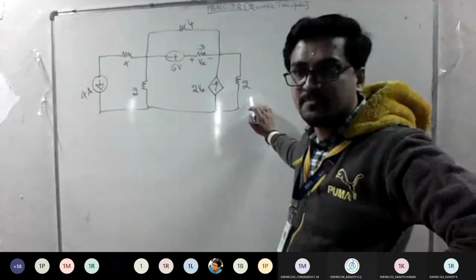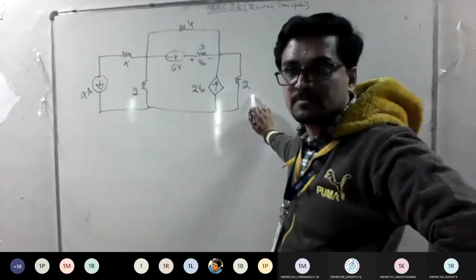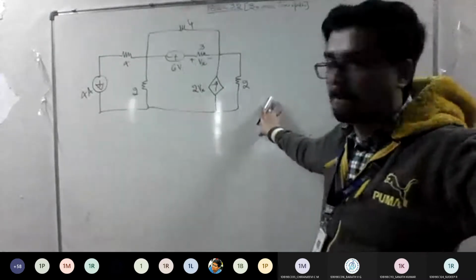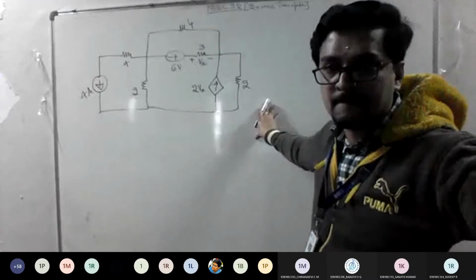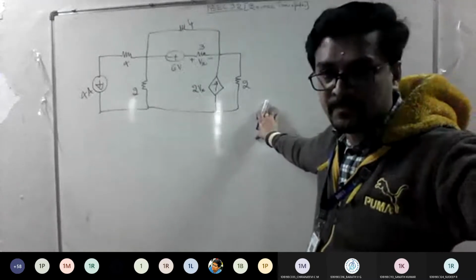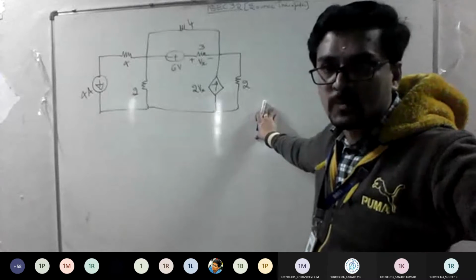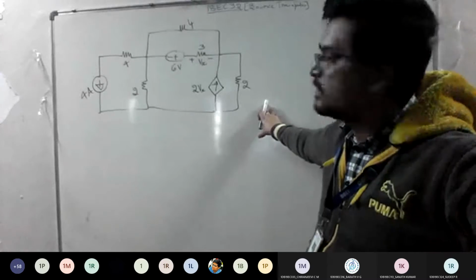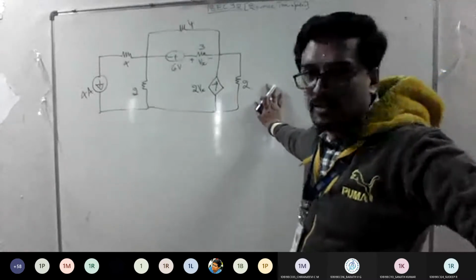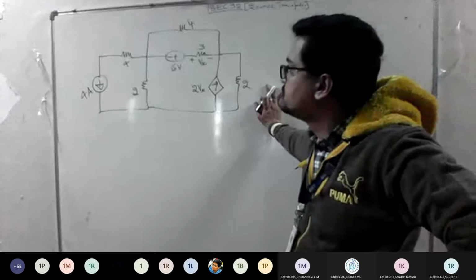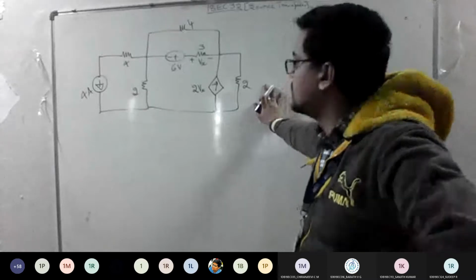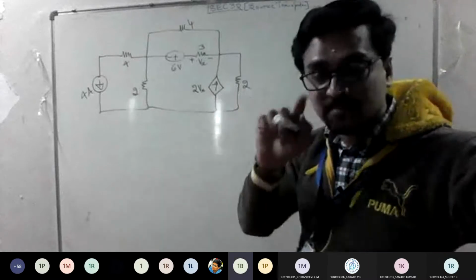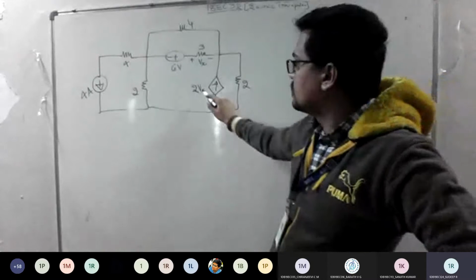Have you written the question? Is the question done or not? Yes, sir. Okay, fine. So now tell me what all things can be done here. What will you do to solve this? See, this is dependent. So what type of dependent source is given? Voltage dependent voltage source. Voltage dependent current source.